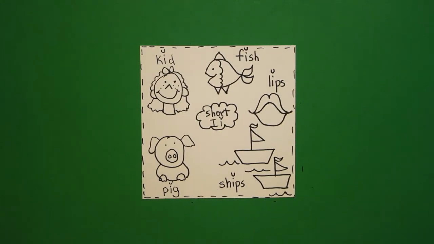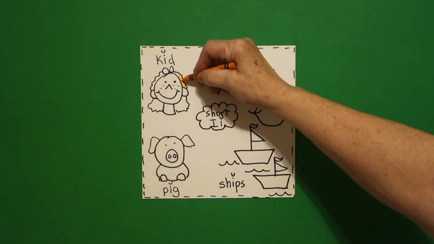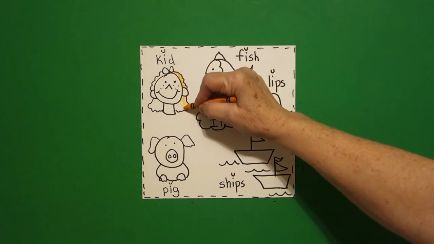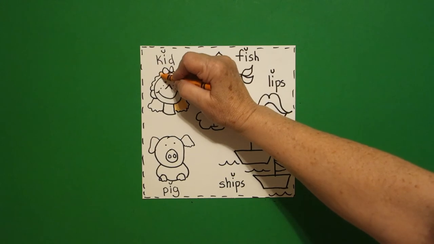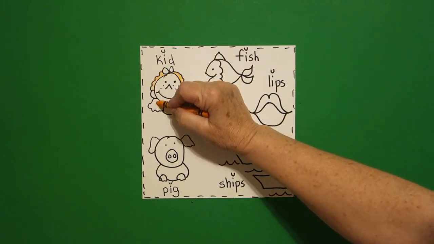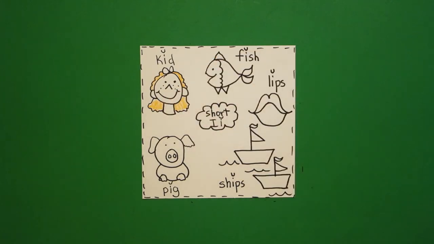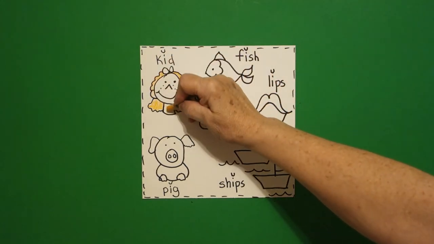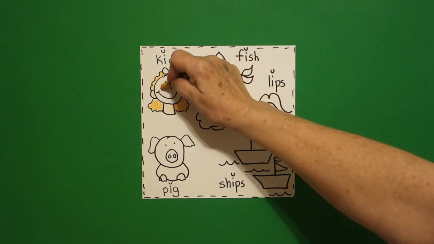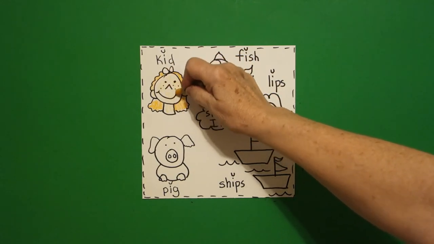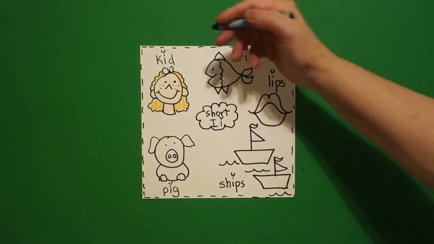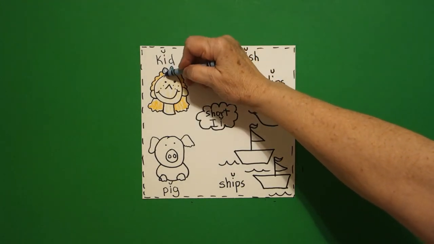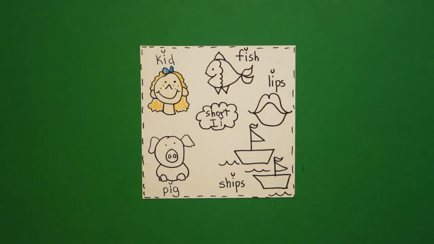Okay, first I'm going to start with my kid. And I'm going to give my kid orange hair, because my kid is a ginger. It means they have red hair, which I think is nice for a change. Then, if you have multicultural crayons, I'm going to give my kid some facial color. I think this is apricot. And I'm going to use my blue-green turquoise for my bow. Kid.